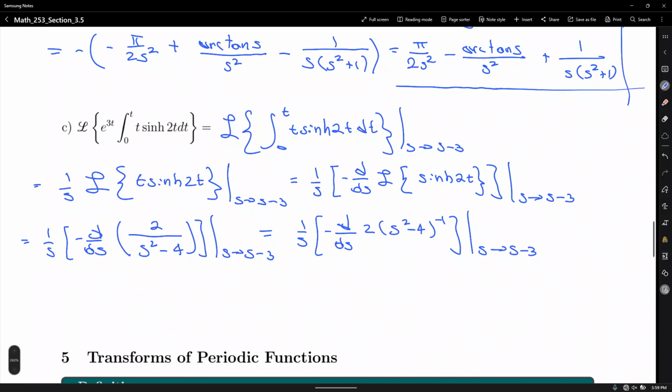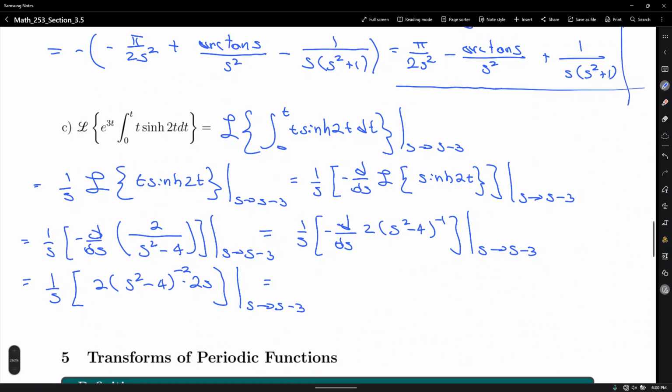Okay, differentiate that using the chain rule. That's negative 2. Okay, that equals negative 2 times the negative. Okay, that's 1/s. No more derivative symbol. I'm just going to write this in positive 2 s squared minus 4 to the negative 2 times 2s. Okay, and don't forget to keep shifting. S going to s minus 3. All right, we're done essentially. Let's just simplify this and do the shifting at the very end.